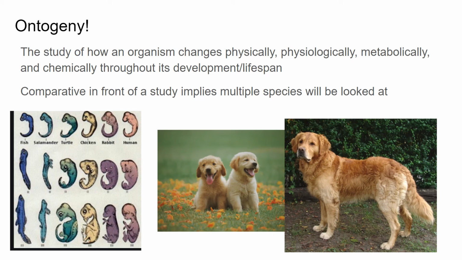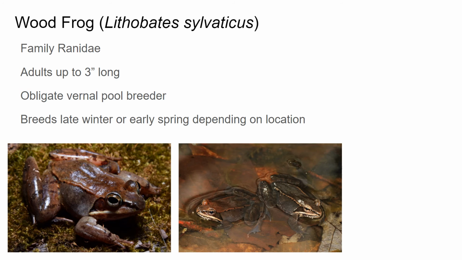When we talk about comparative ontogeny, we're talking about comparative in terms of we're looking at multiple species. So our project here is going to be comparative tadpole ontogeny, where we're going to use tadpoles that are the same age but from two different species and see how the development of these tadpoles differs from day to day between the two species. So our two species are one, the wood frog, Lithobates sylvaticus.